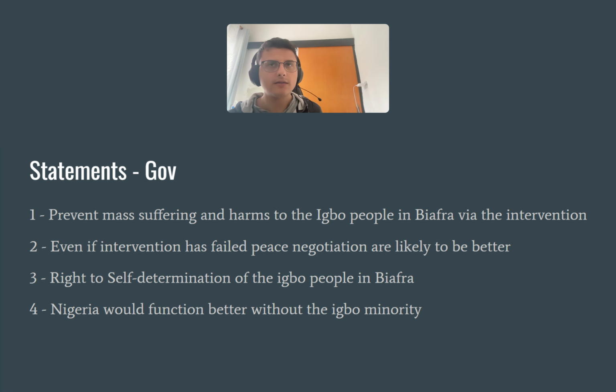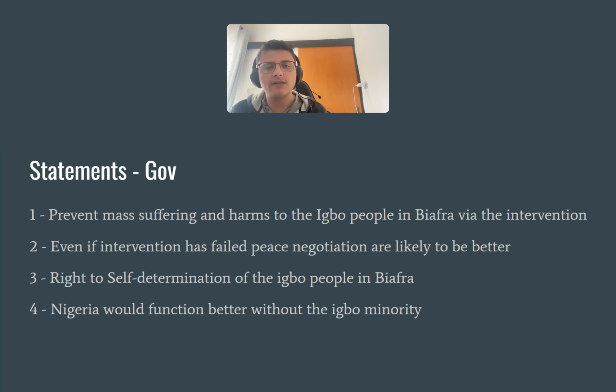The second thing that you could add to that is, even if the intervention failed in a state, peace negotiations are likely to be better. So this is an even-if statement. Let's say we're not able to deter them, we're not able to stop bloodshed and things like that. When they come to the table, it's much more likely for you to have a much more stable and adequate form of coexistence between the two groups of people.